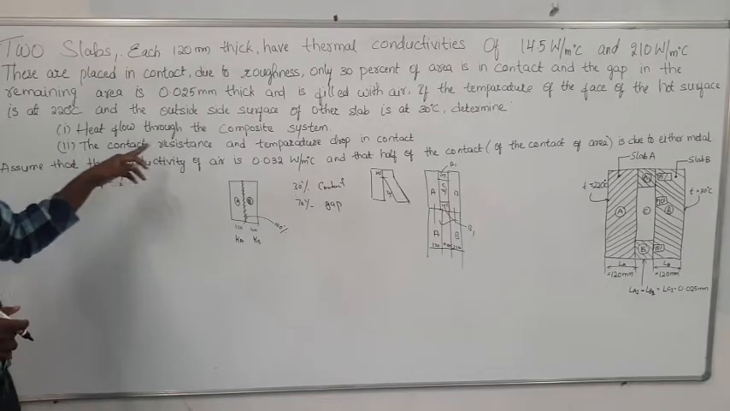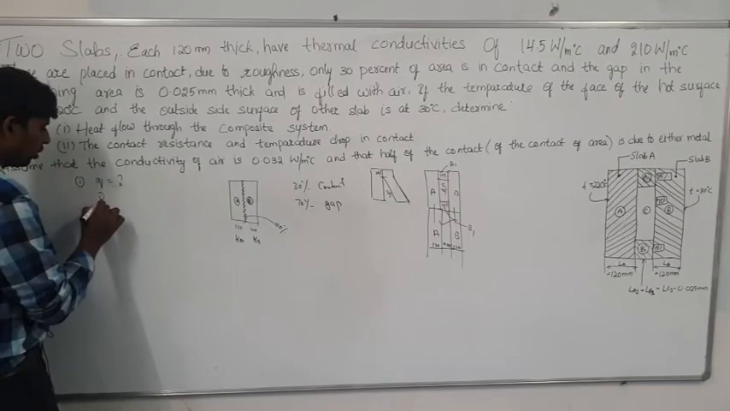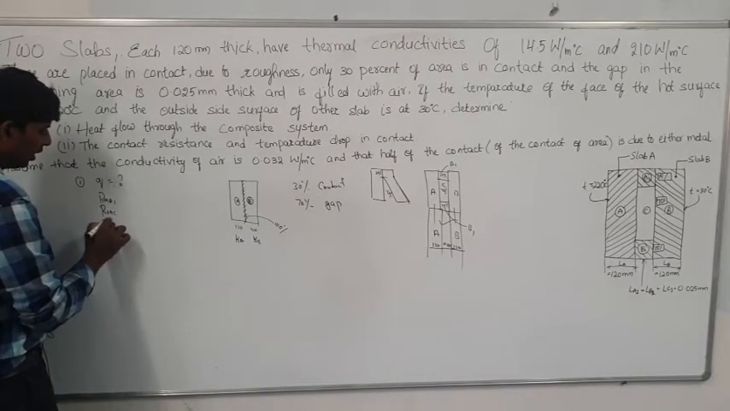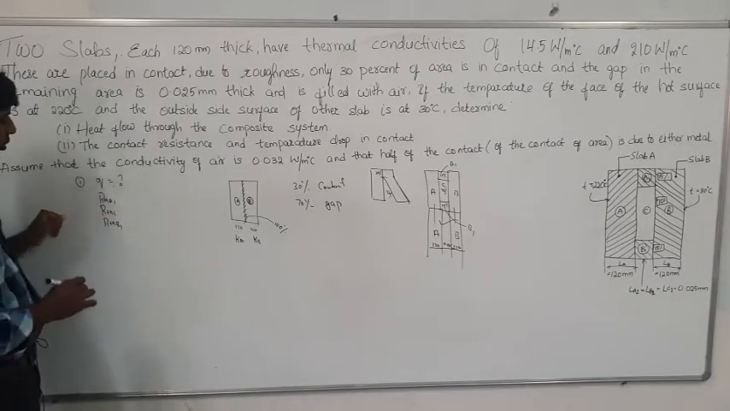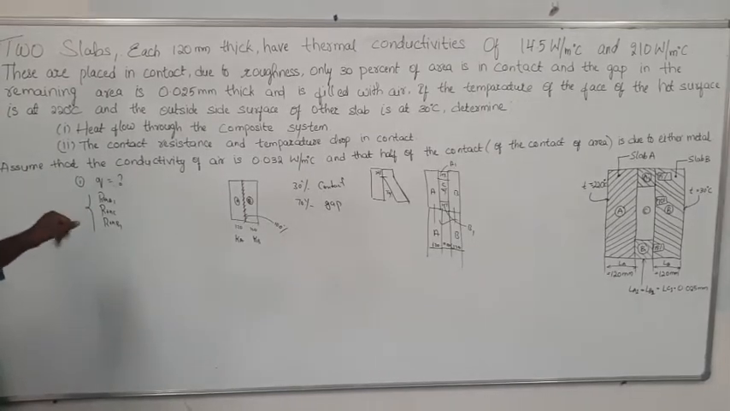After that, the contact resistance and the temperature drop. Contact resistance means RTH you have to find out. You have to find out RTH1, RTHC, RTHB1. These three terms are known as the contact resistance.